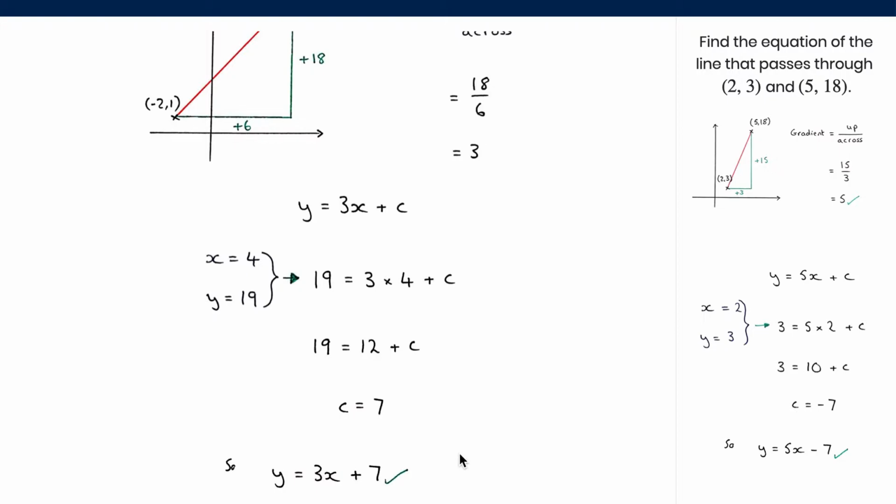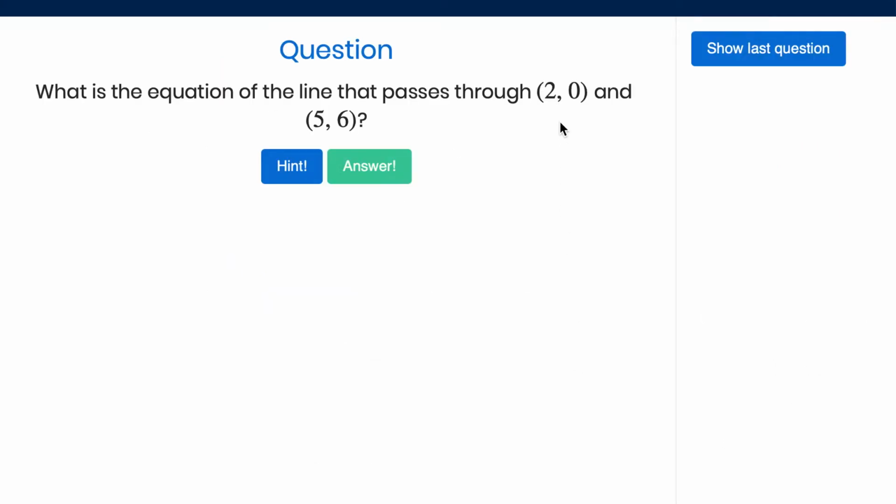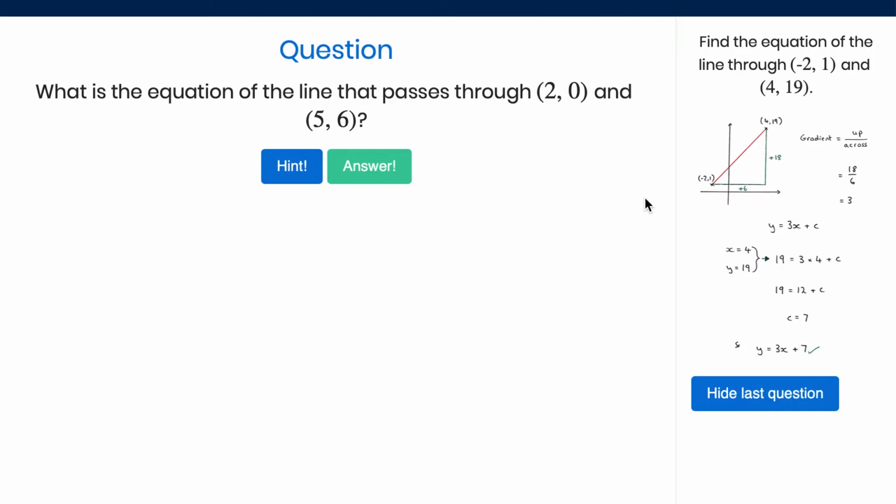Now, as these are quite hard questions and they are also very common on tests and exams, as a bonus, let's just do one last example question. What is the equation of the line that passes through 2, 0 and 5, 6? Again, follow the method from the last question shown here on the right hand side. Pause the video and have a go. Okay, so here is the answer.